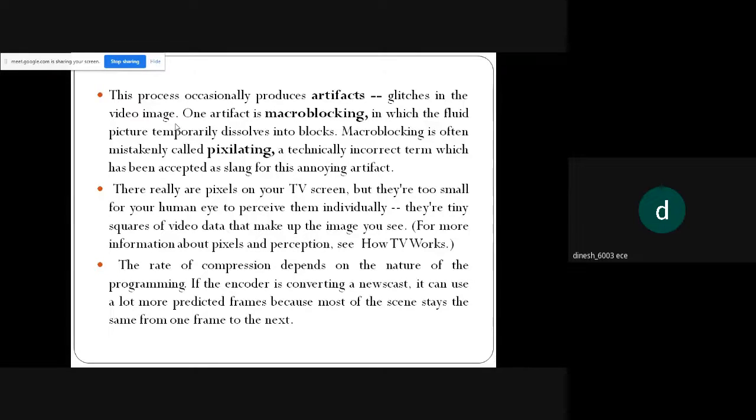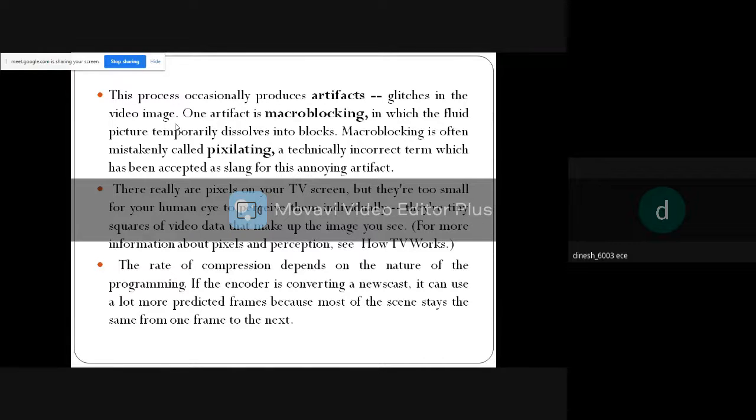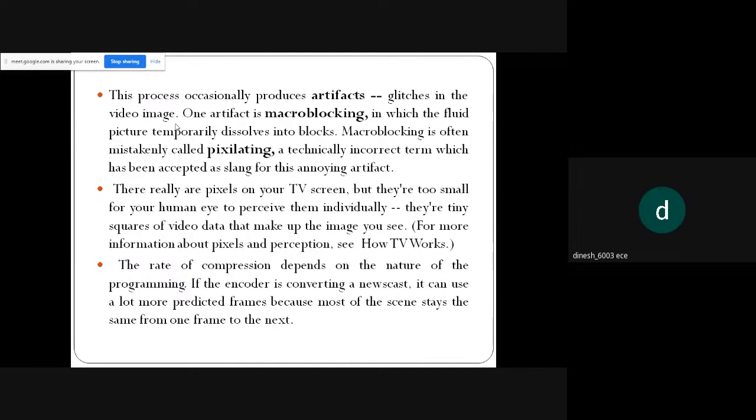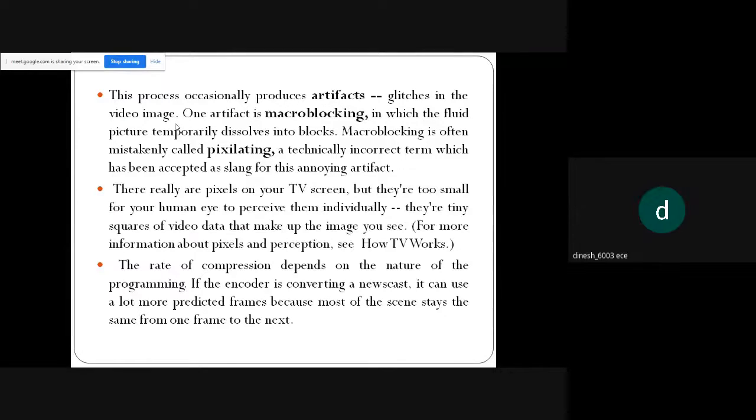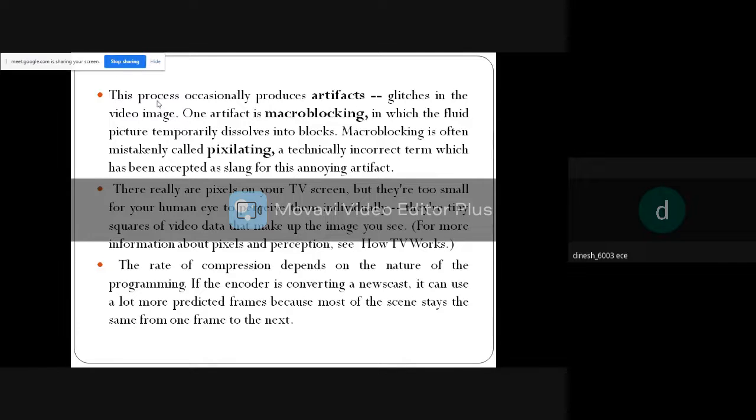Macro blocking is often mistakenly called pixelating, which is a technically incorrect term. There are really pixels on our TV screen, but they are too small for the human eye to perceive them individually. They are tiny squares of video data that make up the image that we see. For more information on that, you can see the video on how TV works, about the pixels information. The rate of compression depends upon the nature of the programming. If the encoder is converting a newscast, it can use a lot more predicted frames because the scene stays the same from one frame to the next.